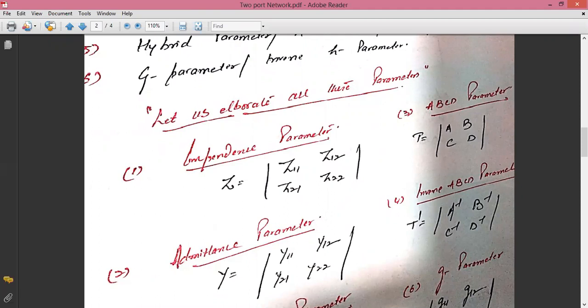And you have to calculate. Now you can see on your next slide how you can calculate this Z11, Z12, Z21 and Z22. How you calculate them is what we have to learn.